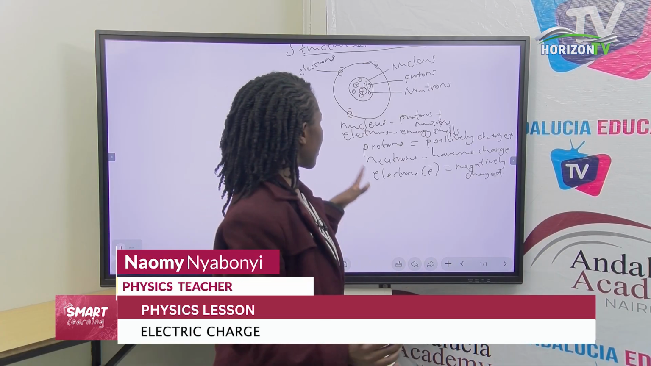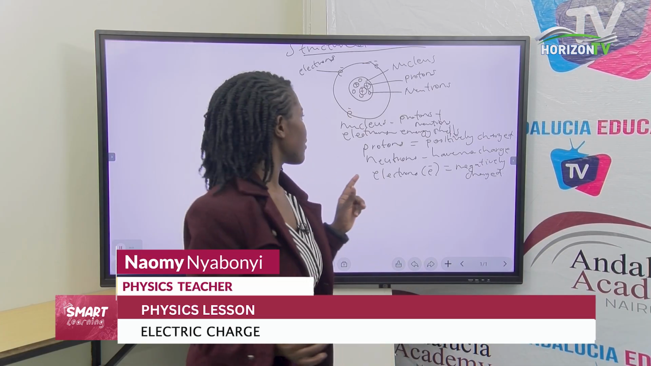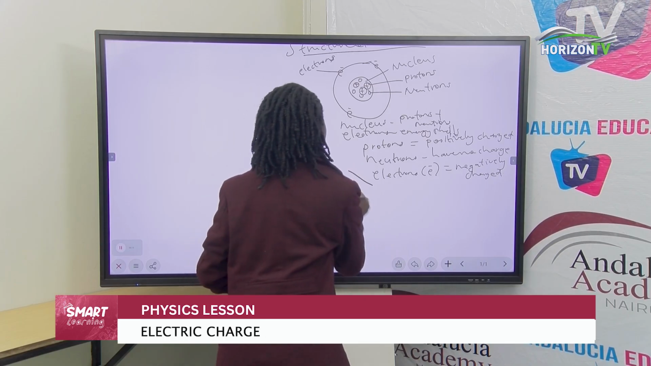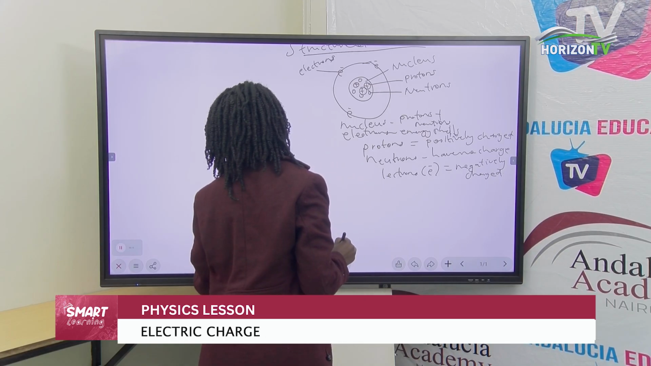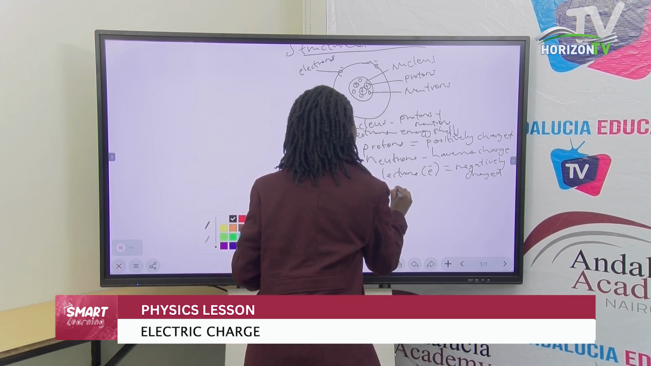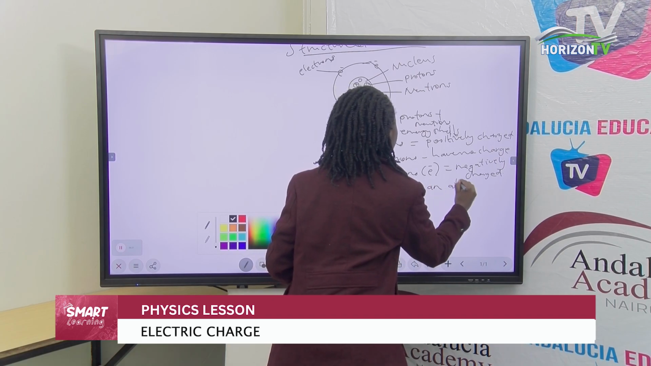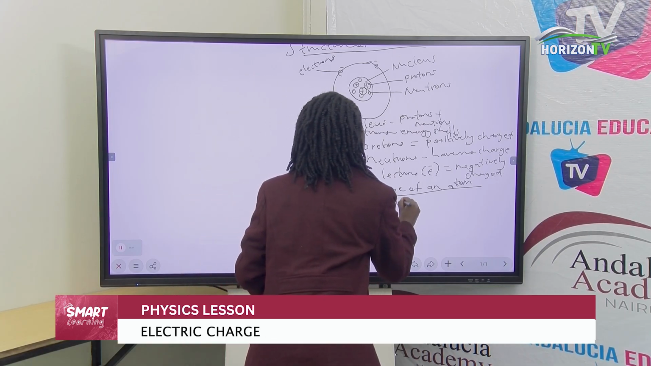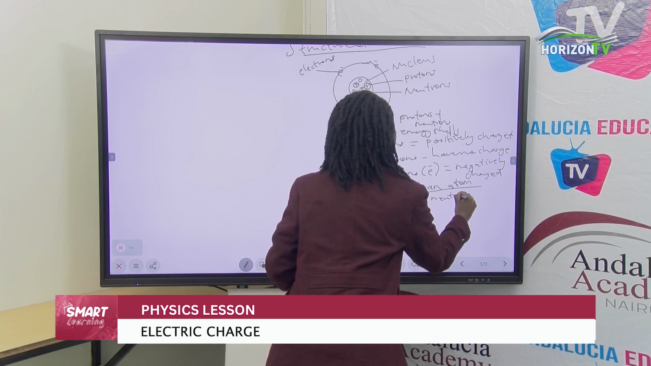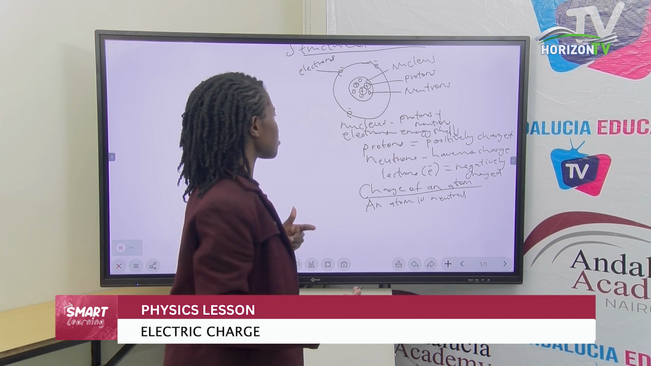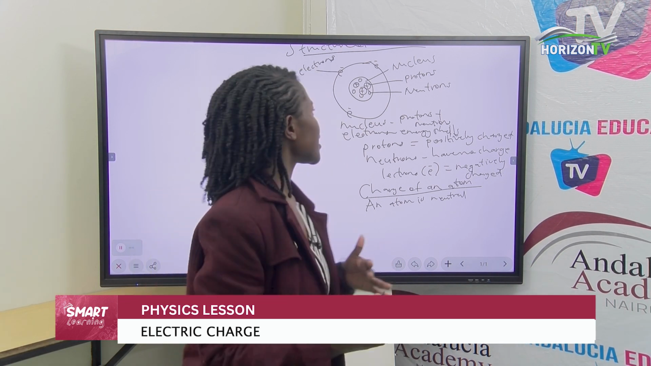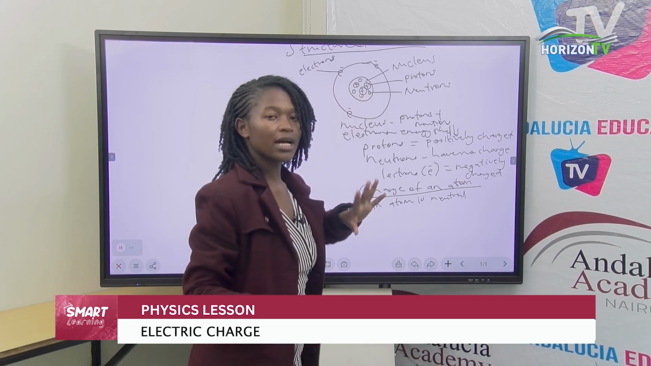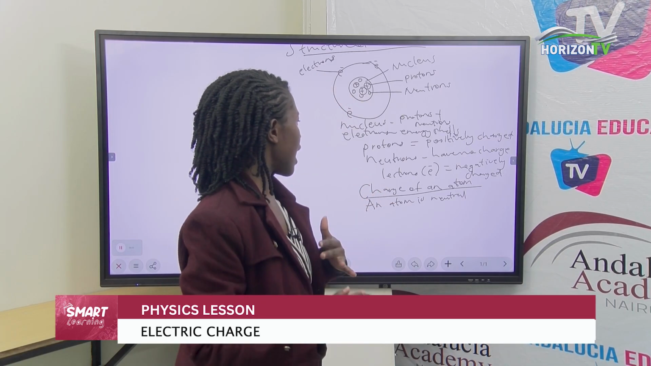So that is understanding the structure of an atom, where the subparticles are found, and what charges they have. Now, what is the overall charge of an atom? Of course, an atom is neutral. An atom has no charge because the number of positive particles and negative particles are the same. It means the number of protons and the number of electrons are the same, so they cancel out. That's why we say that an atom is neutral.